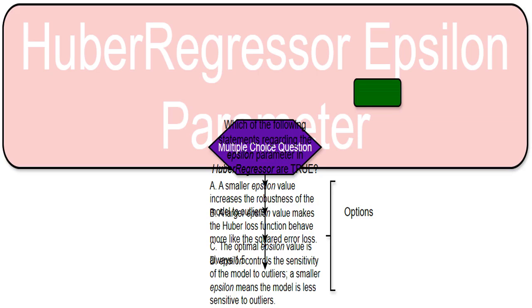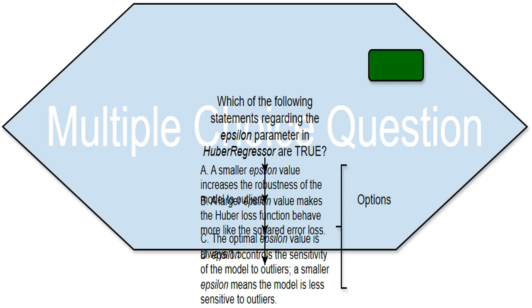The HuberRegressor is a regression model from the Sklearn library that uses the Huber loss function, which is designed to be robust to outliers. The epsilon parameter is crucial because it controls how robust this model is to outliers. We're going to explore how changes to the epsilon parameter affect the HuberRegressor's behavior. I'll present several statements, and you'll decide which ones are true.